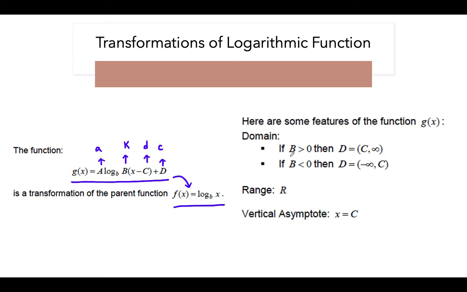The domain is that if B is greater than 0, the domain is going to be from C to infinity. And if B is less than 0, that means it's like the inverse of exponential decay. That means the domain is going to be negative infinity to where the C is, the horizontal translation. And the vertical asymptote is always x is equal to C. Remember, logarithmic functions have a vertical asymptote, while exponential functions have a horizontal asymptote.